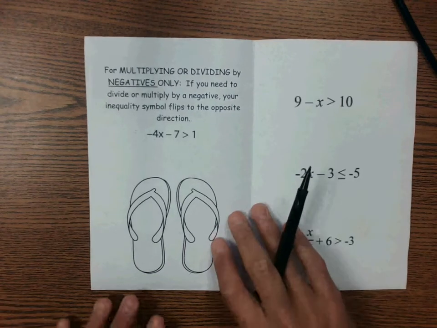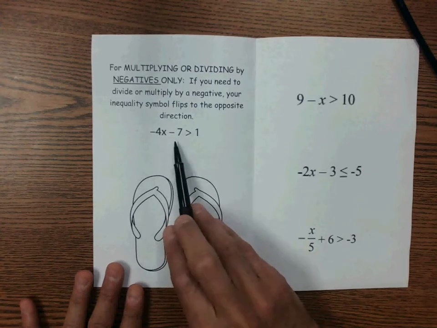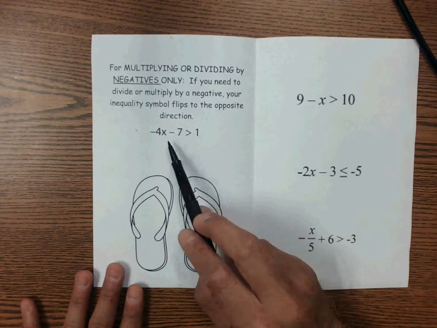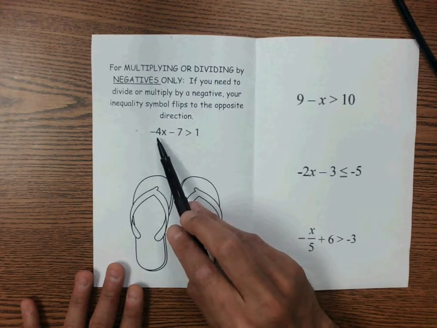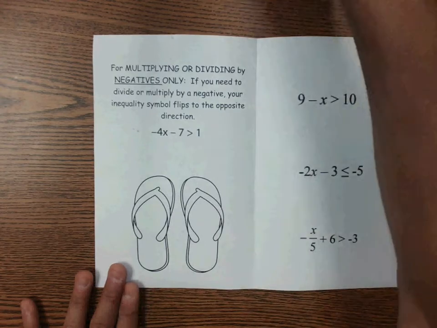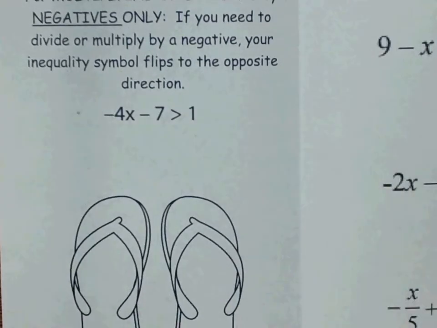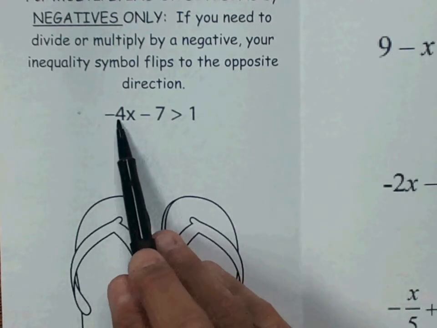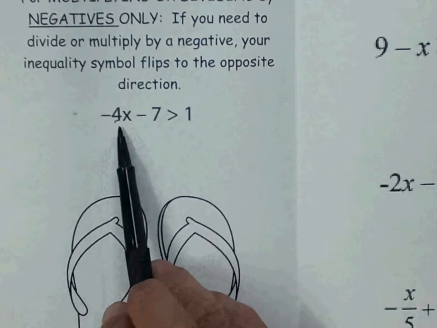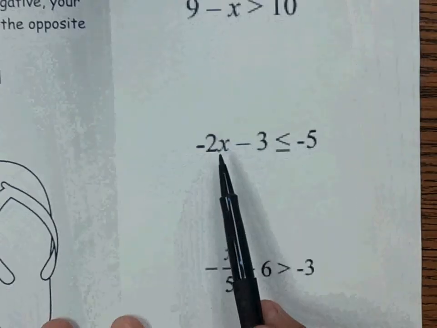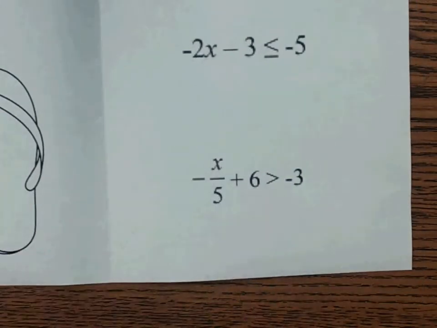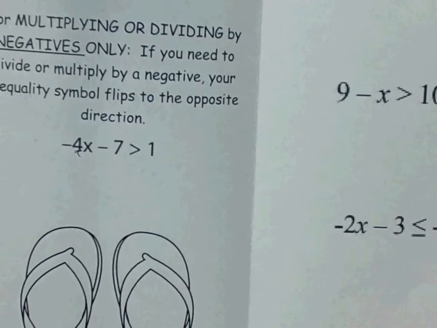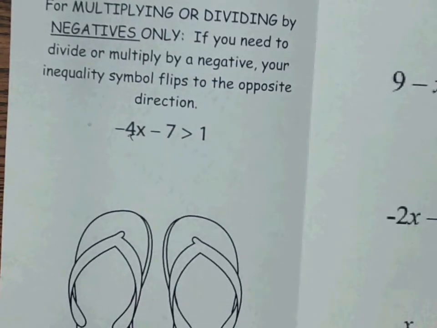So, for instance, right here, this negative 4x minus 7 is greater than 1. We know, okay, we're going to add 7. But eventually, we also got to divide by a negative 4. We can't just divide by a positive 4 because we'll still have a negative. So this is only when you see a negative attached to your coefficient, which is 4, and your variable. So negative 4x, negative x, negative 2x, and then negative x over 5. So it's not when you're adding or subtracting, only when you are multiplying or dividing by a negative. Okay, so let's go ahead and get a couple practice problems in.